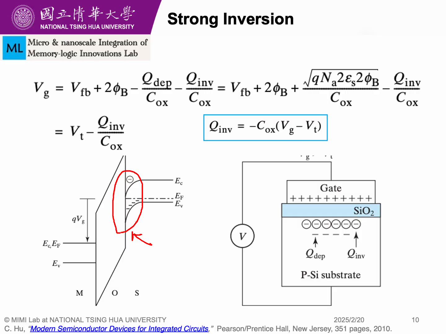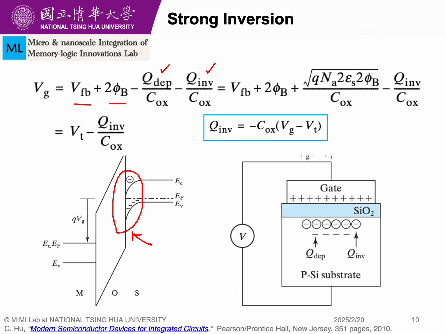And this also means our depletion region has reached its maximum value, so it doesn't really increase beyond that. So now our VG, how will it look like? I have flat band voltage and twice of phi b, and then I will have the depletion charge and the voltage drop for the depletion charge, and also the voltage drop for the inversion charge.